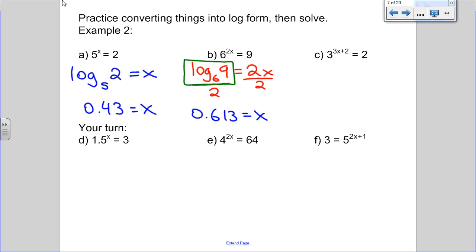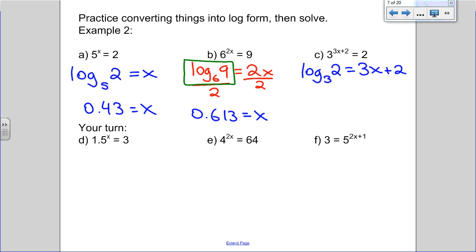We'll try another one. I have to solve this equation for x. X is in the exponent. The only way I can solve for an exponent is if I have like bases, or if I log it. I can't make the bases 3 and 2 alike, so I need to change it into logarithmic form. So I'll go log base 3 of 2 equals 3x plus 2. Once it's converted into log form, your x is no longer an exponent, so now you can actually solve that.